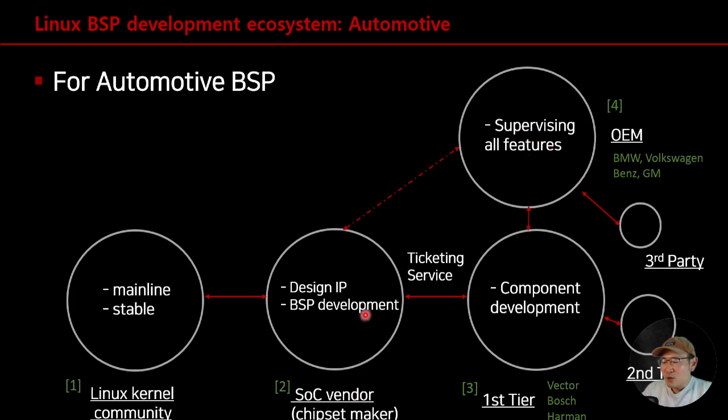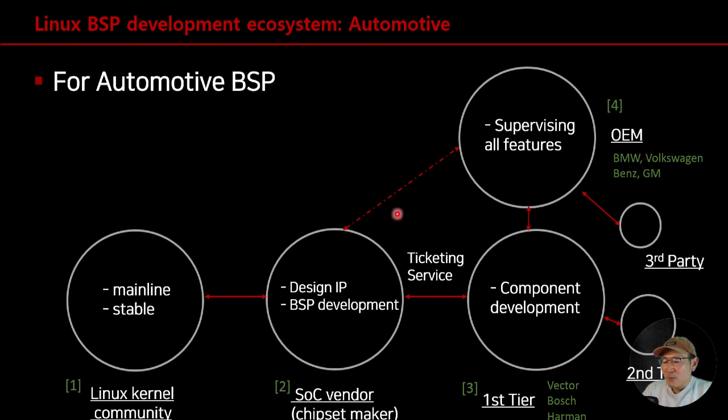Right after SoC vendors implement their BSP, the BSP package is sent to the first tier company. The first tier companies include Vector, Bosch, Harman, and those kinds of companies, which are very strong innovators in the automotive business. They are implementing new features based on the requests from the OEM.